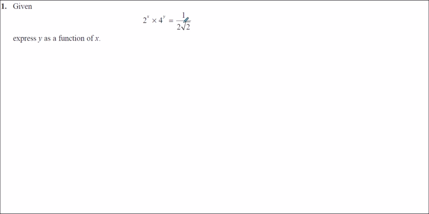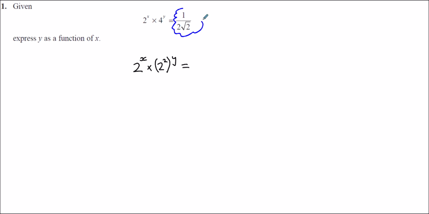The key thing here is to note that all of this is in terms of powers of 2. So let's rewrite it explicitly in powers of 2. We've got 2 to the power x, and 4 is 2 squared, so I'm going to rewrite this as 2 squared to the y. And then 1 over 2 root 2.